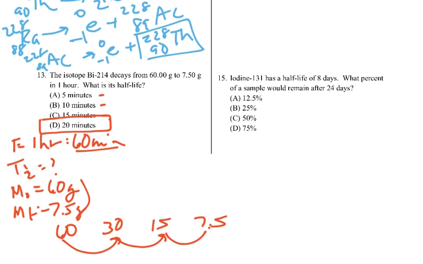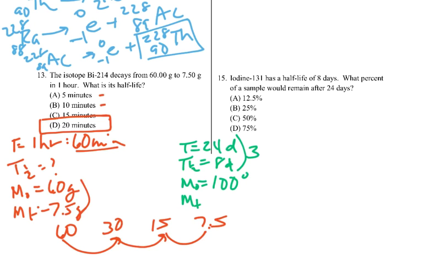Okay, number 15. Iodine has a half-life of 8 days. What percent would remain after 24 days? Okay, so let's change colors. We're going to say our time is 24 days. The half-life is 8 days. So we can see we're talking about 3 half-lives. The original mass, since we're talking about percentages, implies it's 100, and we're looking for the mass at time t.